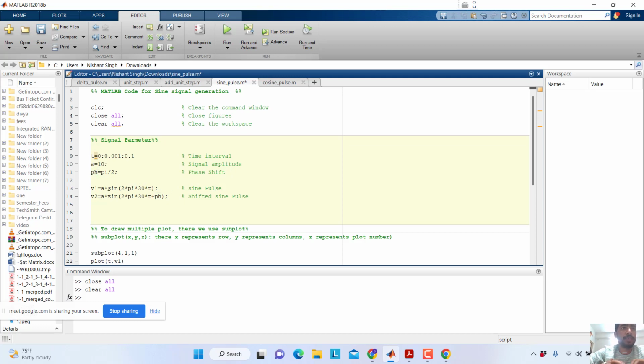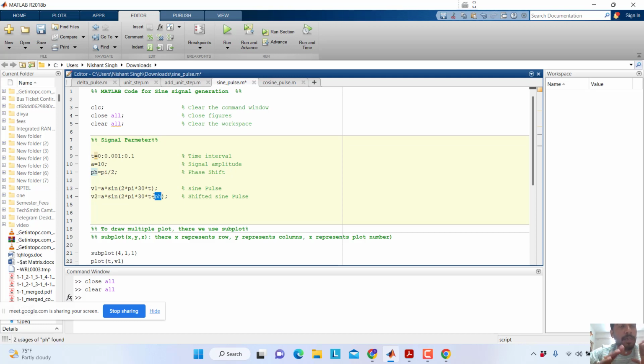So there we have V1. V1 is equal to A sine 2 pi f t. We consider the frequency 30. Next we want to shift the sine pulse by the phase shift of pi by 2. We write there, we added the phase also.